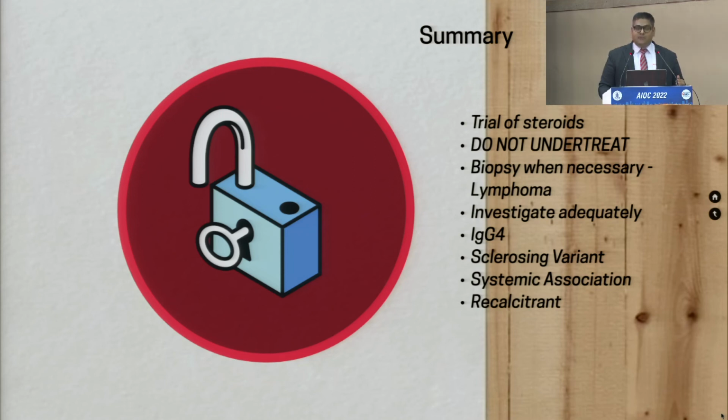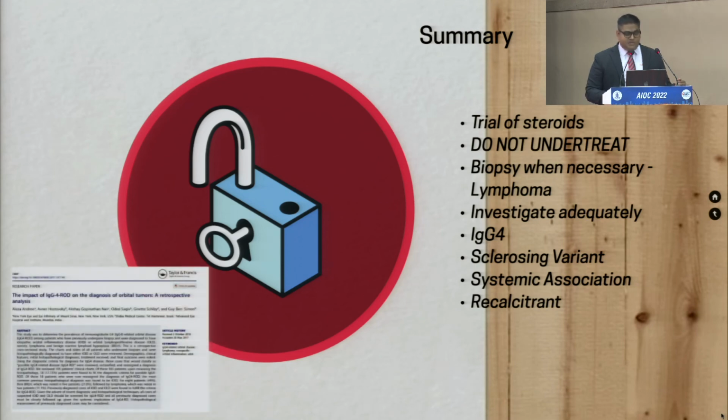Always, it may be advisable if you have done a biopsy to also get an IgG4 immunohistochemistry. IgG4 diseases are a spectrum of diseases which are multisystemic, involving multiple systems, and these patients also have an increased risk of developing systemic lymphoma later on in life. Sclerosing variant was the patient that we spoke about, and in recalcitrant cases, radiation is an option.